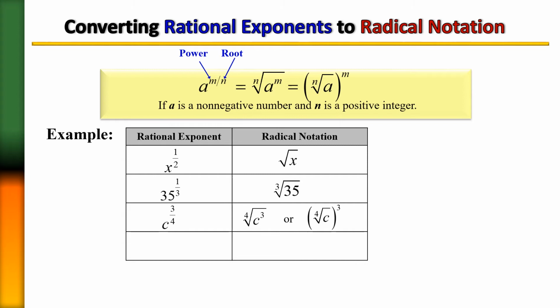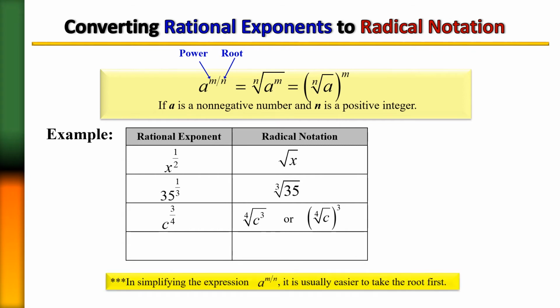Let's move on to our last example. In our last example, we have 10a raised to the 2/5 power. Now be careful with this because both terms do not have a rational exponent. Both terms don't have a fraction. Only the a. 10 does not have a fraction exponent, only a.